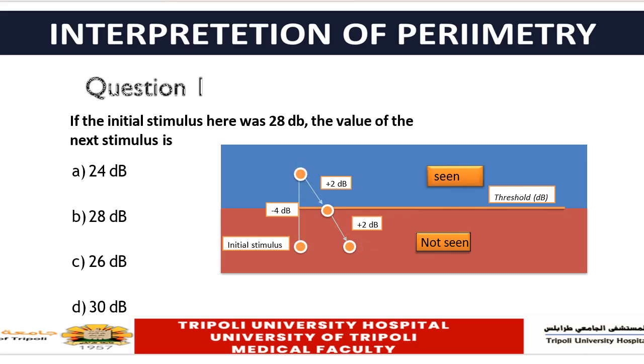Let's see. Yes, so if the initial stimulus is 28 decibel and the patient is not seeing, we have to decrease the decibel, as I said before, so that it can be seen in this area. It should fall in the 24 area. The reverse, if the initial stimulus is falling in the seeing area, at that time we have to increase the decibel more to bring him to the non-seeing area. I hope this is clear.